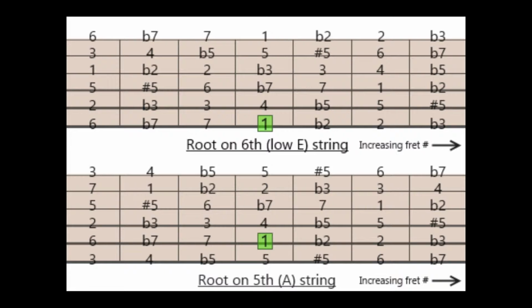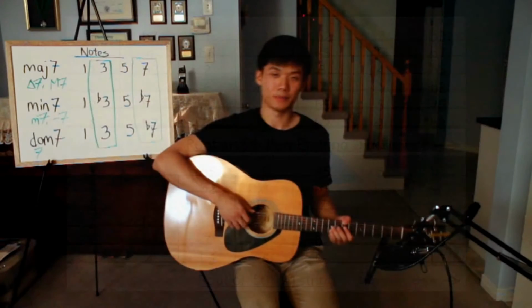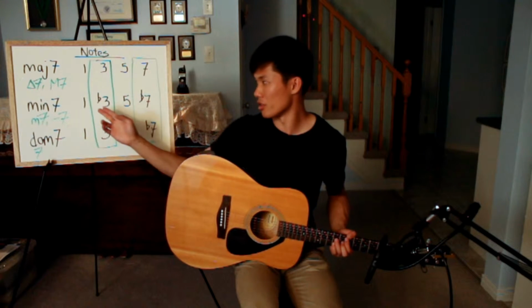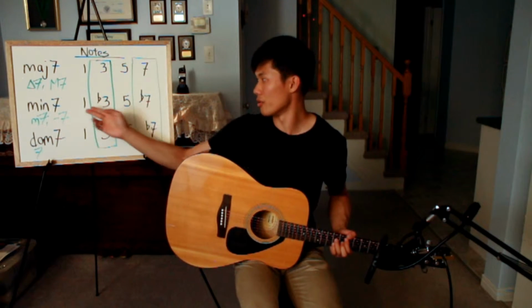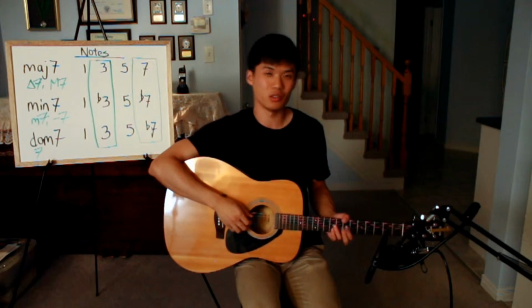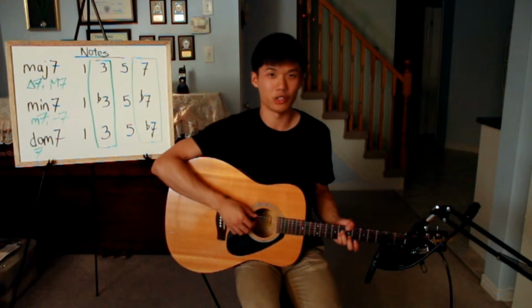Obviously there are multiple positions with the same number. So this is useful because if you can't reach a certain position, then you can just try for the other position that has the same number. My notes don't have to be in this order. They can go 1, 5, 3, 7 or 1, 5, 7, 3, whatever is the easiest to do if you want to make up your own chords.